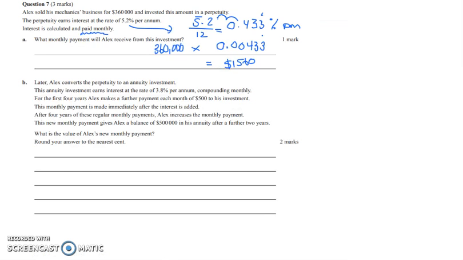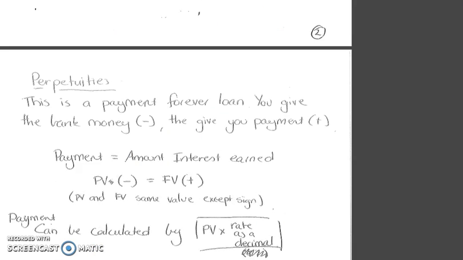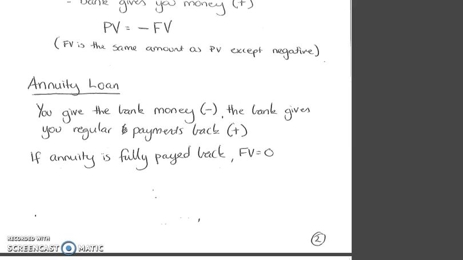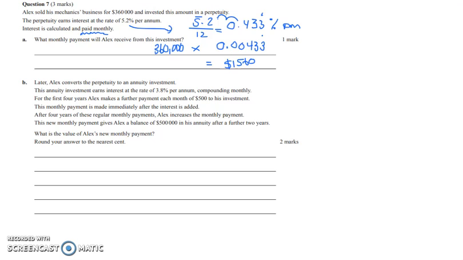So if we go back to our question, later Alex converts the perpetuity to an annuity investment. So if we go to the notes, an annuity investment is where you give the bank money, and then the bank gives you regular payments back. If the annuity is fully paid back, your final value is 0. So the annuity investment earns an interest rate of 3% per annum, compounded monthly. Kind of just underline compounded monthly.